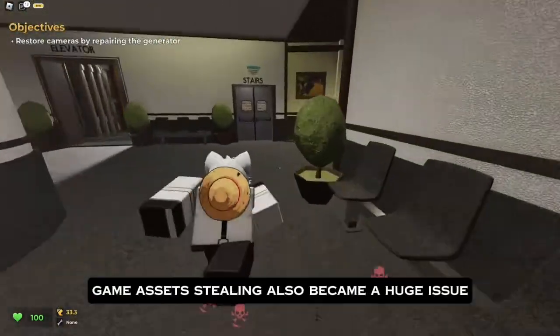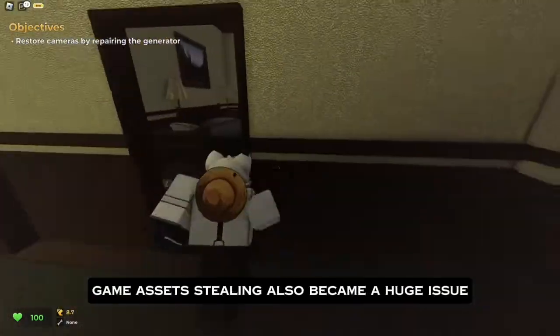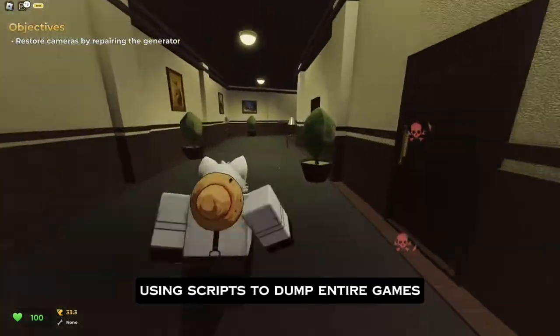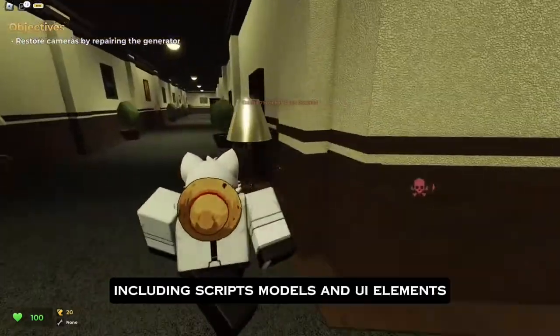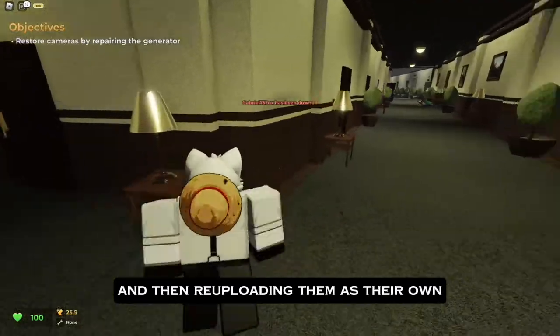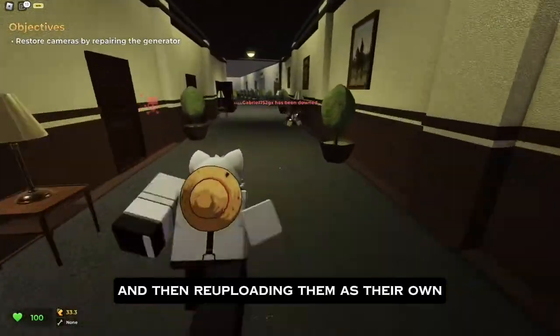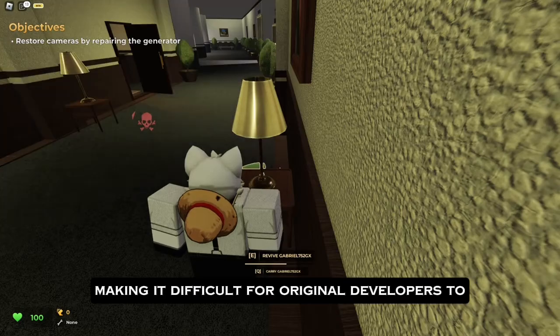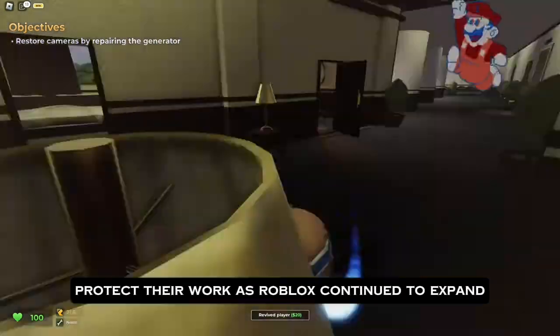Game asset stealing also became a huge issue, with some exploiters using scripts to dump entire games, including scripts, models, and UI elements, and then re-uploading them as their own. This led to countless stolen games flooding the platform, making it difficult for original developers to protect their work.